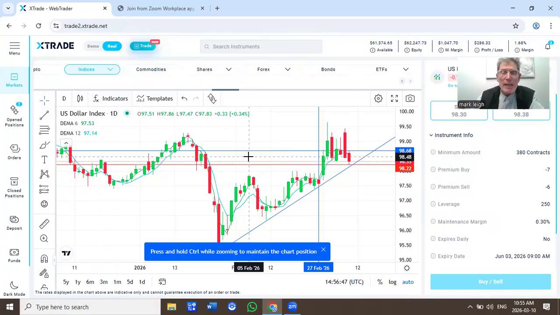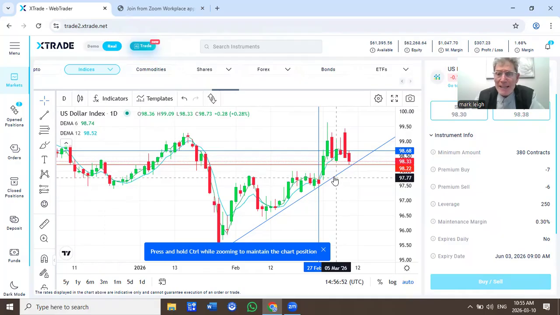Continuation of what we saw yesterday. Dollar weakness, US dollar being sold off. I've got support at 98.22. I've got resistance at 98.68.